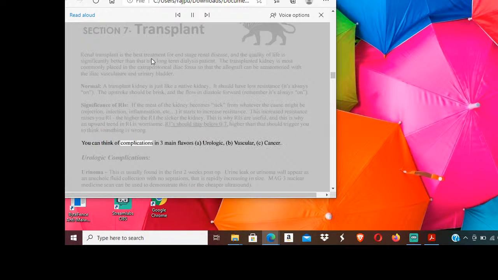You can think of complications in three main flavors: A. Urologic, B. Vascular, C. Cancer. Urologic complications. Urinoma. This is usually found in the first 2 weeks post-op. Urine leak, or urinoma, will appear as an anechoic fluid collection, with no septations, that is rapidly increasing in size. MAG3 nuclear medicine scan can be used to demonstrate this, or the cheaper ultrasound.